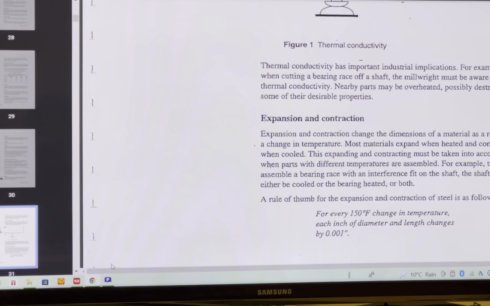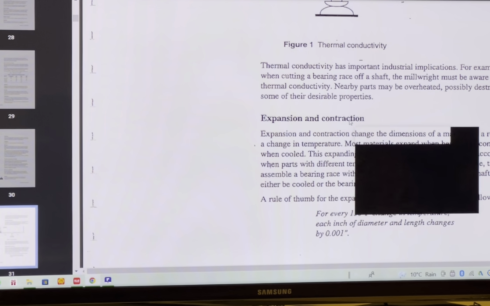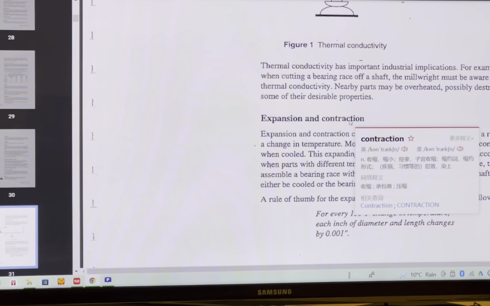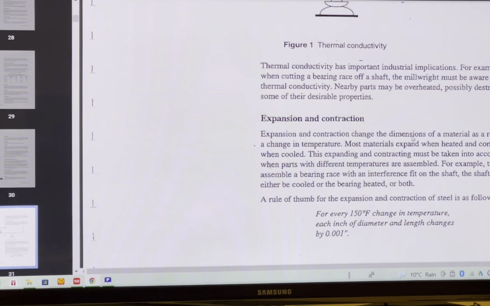Next, this is very important. Here is normally knowledge: expansion and contraction. Expansion and contractions change the dimensions of the material as a result of the change in temperature. We should know this. Expansion and contraction change the dimensions of matter as a result of the change in temperature.